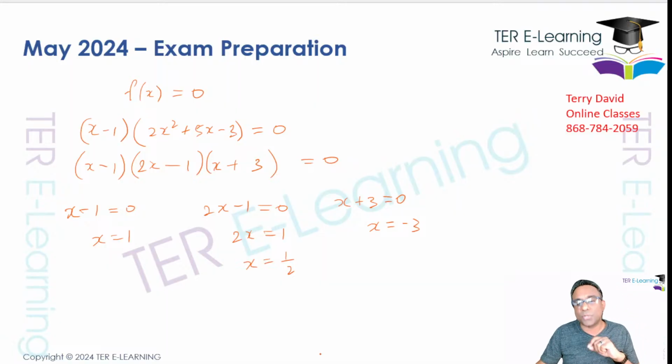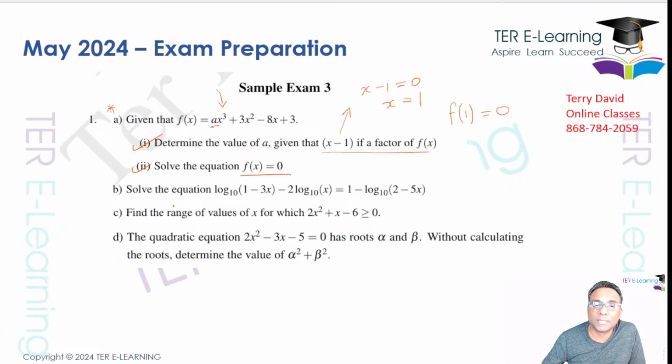So this is how you solve a cubic function, right? So the solutions are 1, a half, and minus 3. So that's part A. Part B here now, we have a log question to solve.